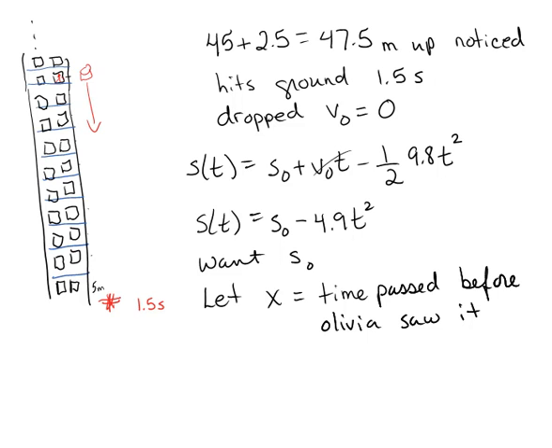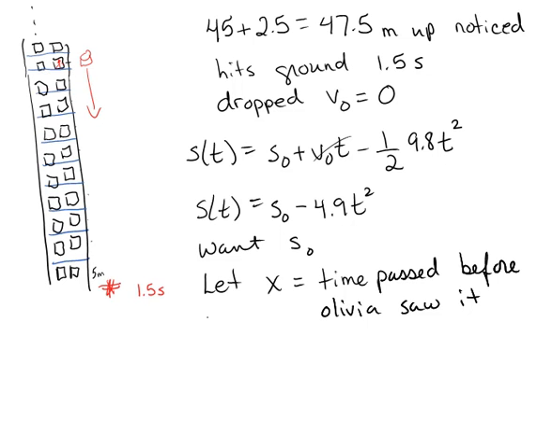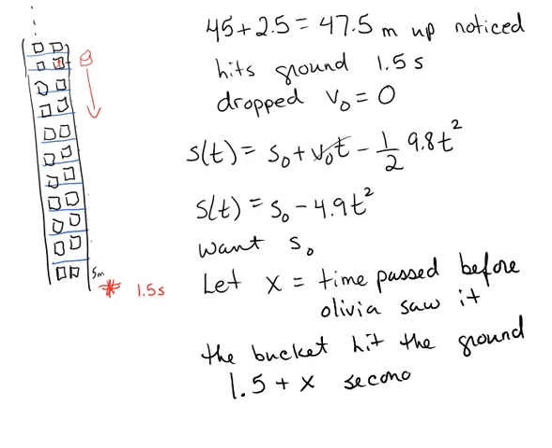So what do we know? What else do we know? Well, we know that when it hit the ground, the position was 0. And we also know that it hit the ground 1.5 seconds after Olivia saw it. So the bucket hit the ground 1.5 plus x seconds after it was dropped.